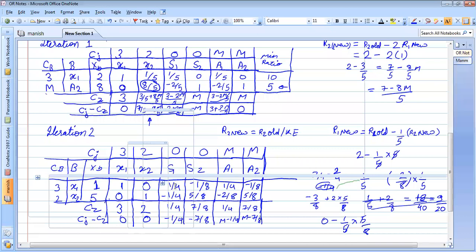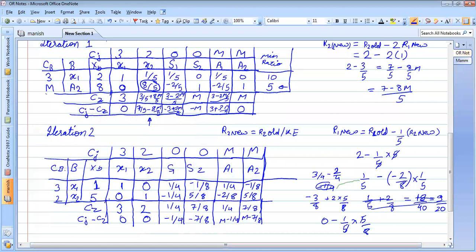Let's just check these values. Actually, I am doubtful with these values. We check these values once because I think all of this should be positive. I'll do it once again.